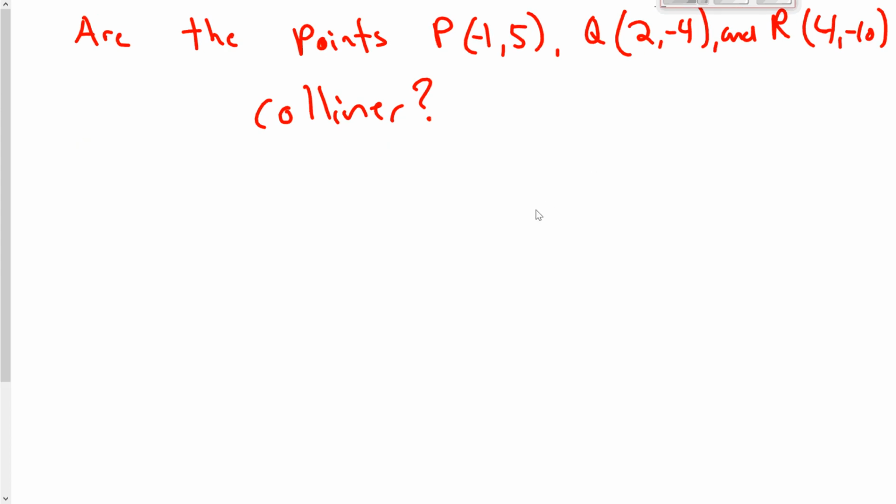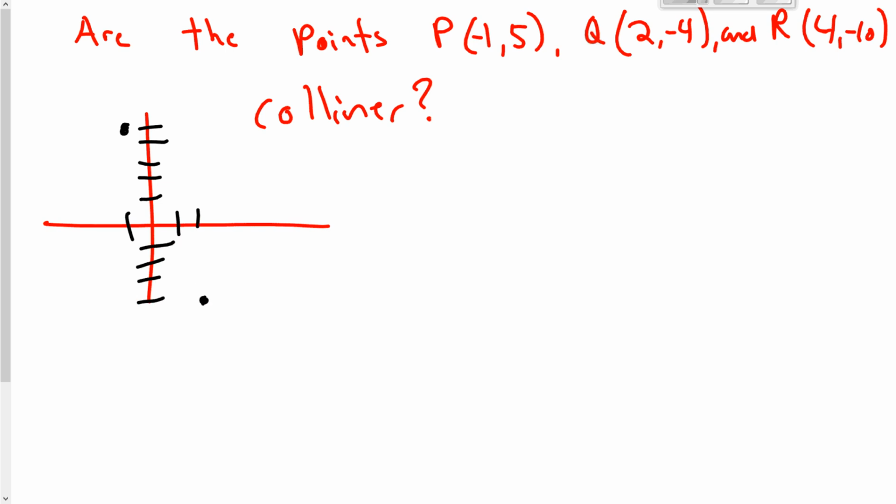Alright, the next one deals with: are our points collinear? So we're looking at 3 points. If you want to, you can draw this on an XY plane. So we've got negative 1, 5, and then 2, negative 4. So right there, that's P. This is Q. And then we have R, which is 4, negative 10.